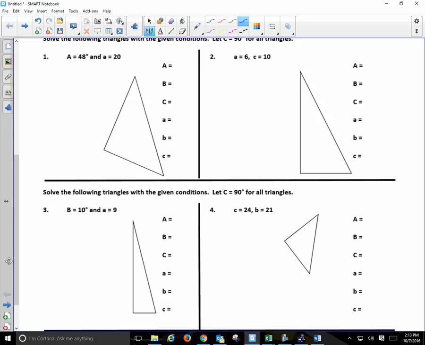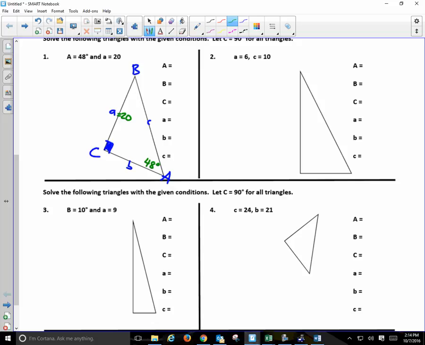I'm going to label all the parts of my triangle. I'm going to label them A, B, and C. Always make sure that C is the 90-degree angle. C is always the 90-degree angle. Which side is little a? Opposite from angle A. Which side is little c? The hypotenuse. And little b is going to be across from angle B. I'm going to label the parts of my triangle that I know. I know that angle A is 48 degrees. And I know that side A is 20.